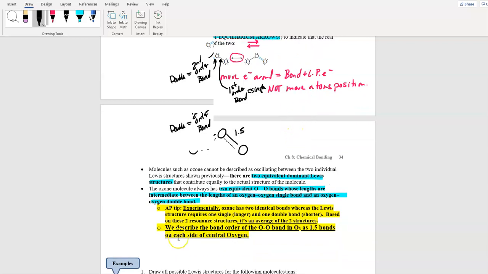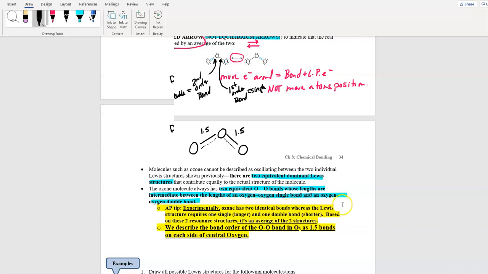So experimentally, this is AP talking to you. Ozone has 2 identical bonds, whereas the Lewis structure represents 1 single bond, which is longer, and a double bond that's shorter. Based on these 2 resonance structures, it has an average of the 2 structures. So what we do is we describe the OO bond for ozone as 1.5 instead of a first order and second order, as in a single and a double.